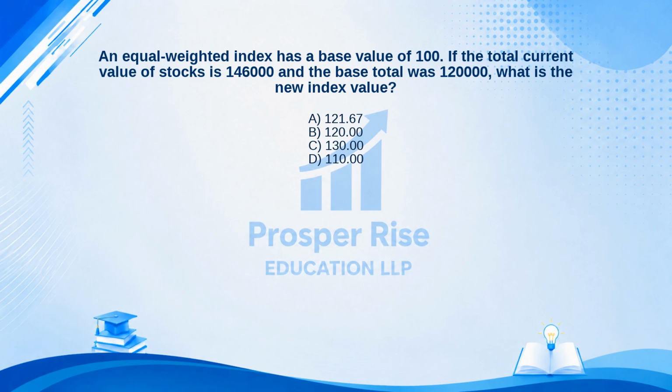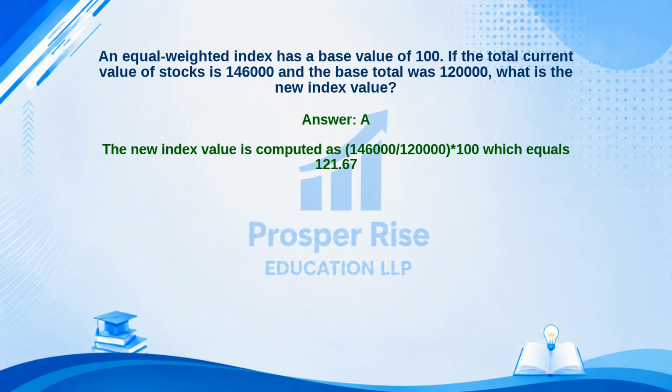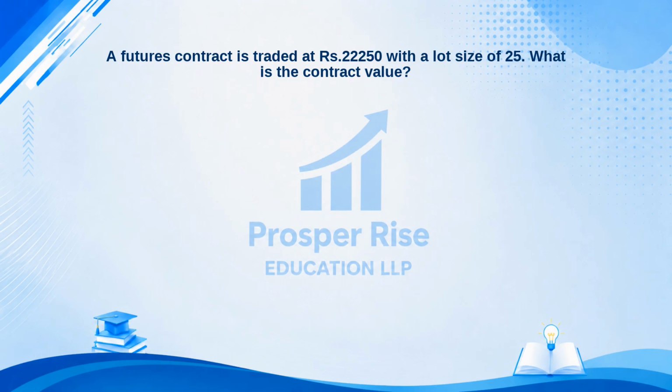The correct answer is option A. Let's see why. The new index value is computed as 1,46,000 divided by 1,20,000 multiplied by 100, which equals 121.67. Test your knowledge with this one.